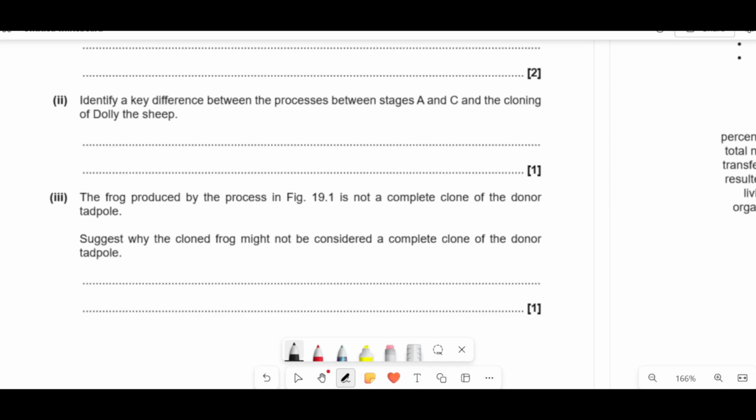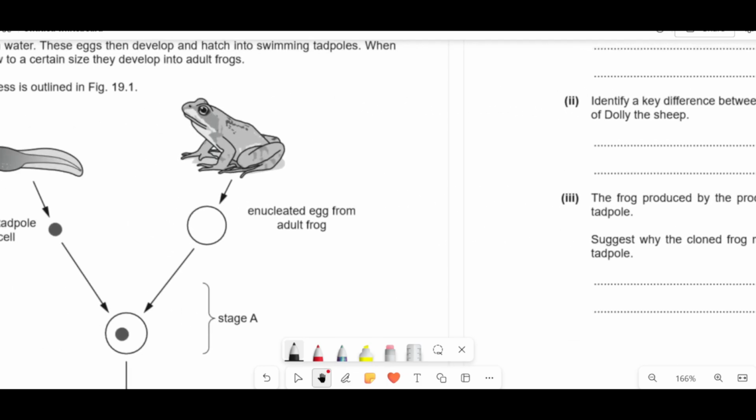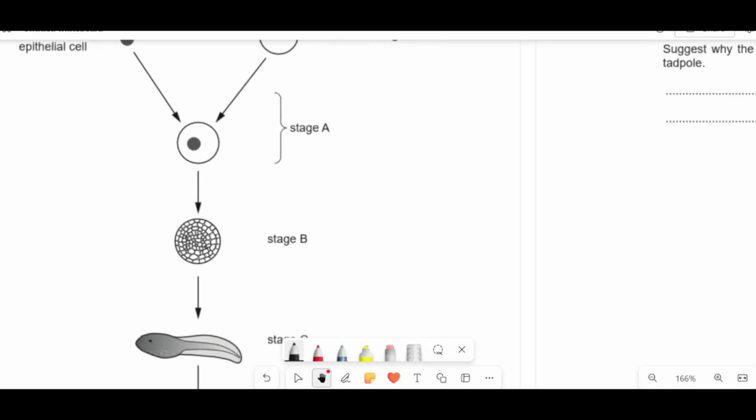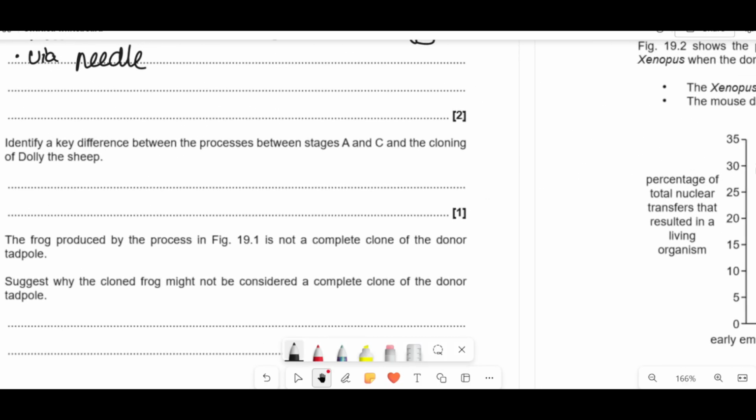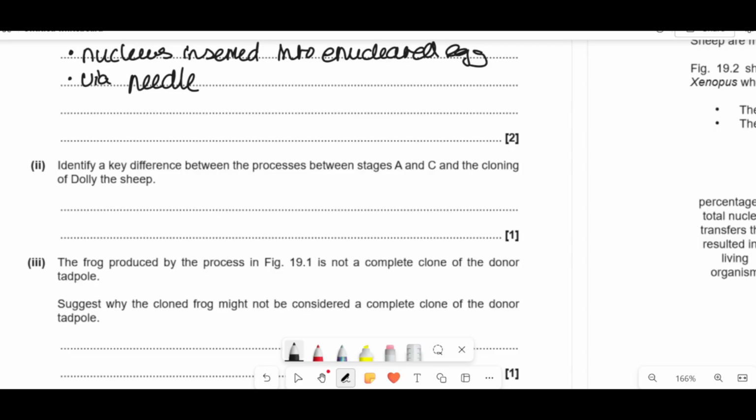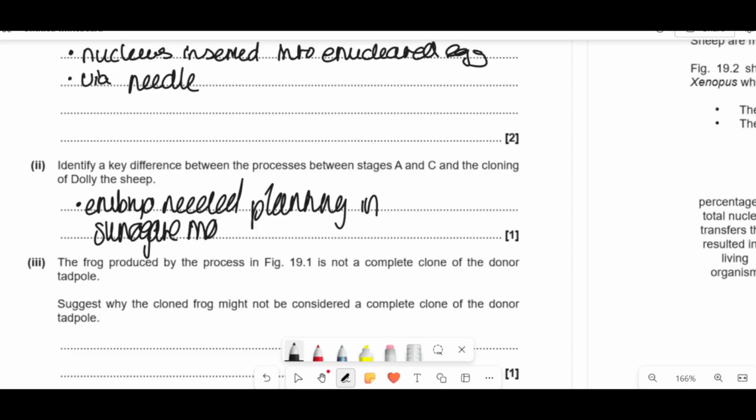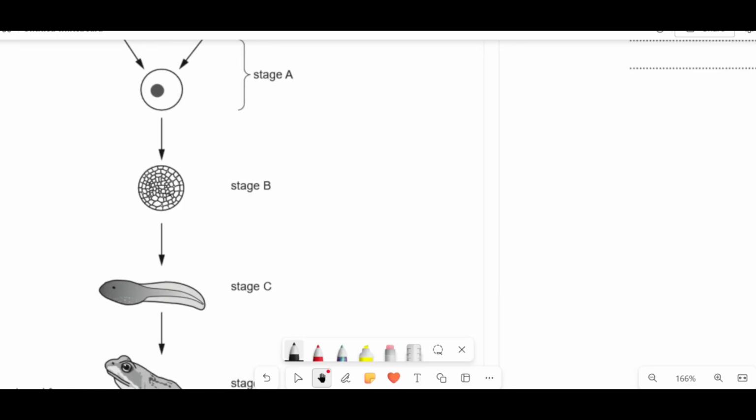Identify a key difference between the processes of stage A to C and the cloning of Dolly the sheep. So if we look here, we're putting them in an egg and it just does its job and it swims and does the other stuff. Whereas in Dolly the sheep, the embryo needed to be put in a surrogate mother. So the embryo needed planting in the surrogate mother sheep. Whereas here, this was just free to start doing its job in the water.